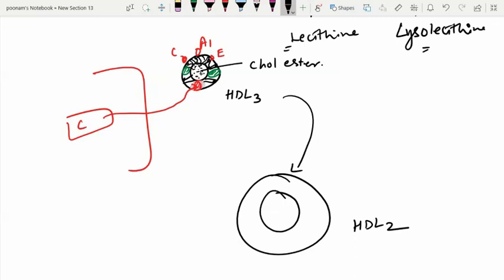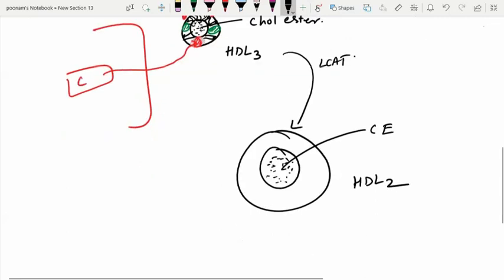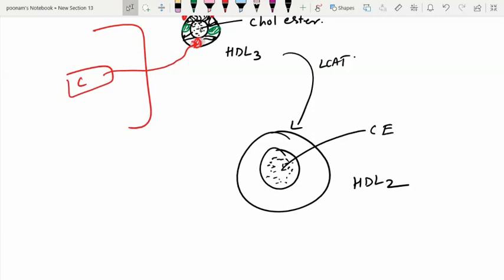The difference between HDL3 and HDL2 is the size, and that size difference is because of the content of cholesterol ester in the core section. HDL2 has more cholesterol ester in the core section because of the action of the LCAT enzyme, which I explained some time back. Now this HDL2 has more cholesterol ester in the core section. More lipid, less density; less lipid, more density. That is the fundamental fact which you should know whenever you learn lipoprotein metabolism.